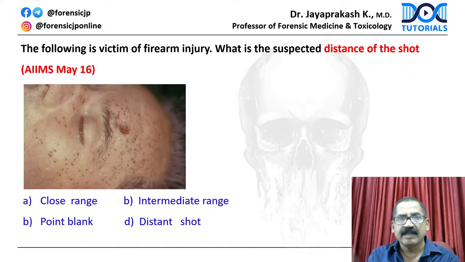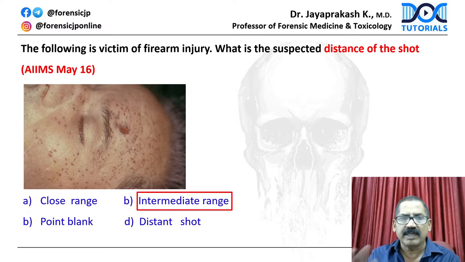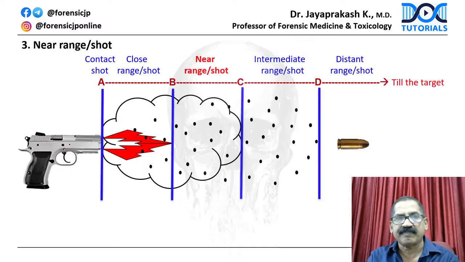Meantime, same question as asked in AM16. The following is victim of firearm injury. What is the suspected distance of the shot? Wound of entry, can see above the left eyebrow, surrounded by multiple tattooing. It is a case of intermediate range.